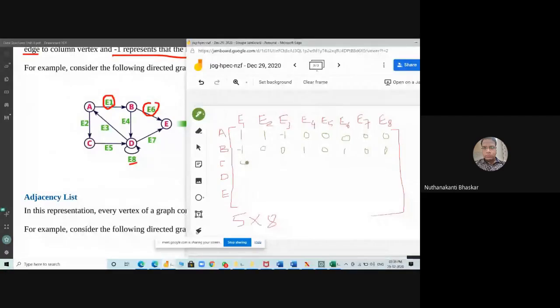C to E2. 1, sir. Please observe the graph. How is it 1? -1, sir. Incoming edge is there. Don't tell blindly. Verify the graph, please. The E2 is an incoming edge to C. That's why you need to write -1. Don't confuse. Is it clear? Yes, sir. If you're having doubt, ask me. Even if it is wrong, I will correct it.